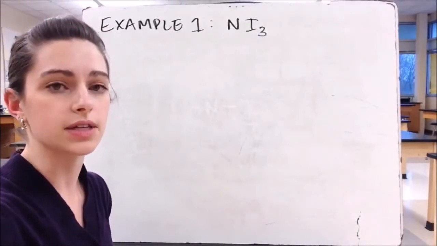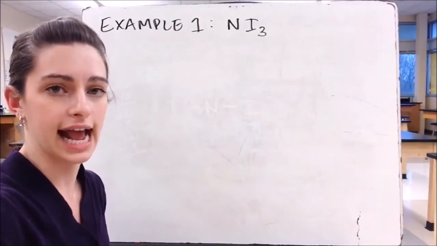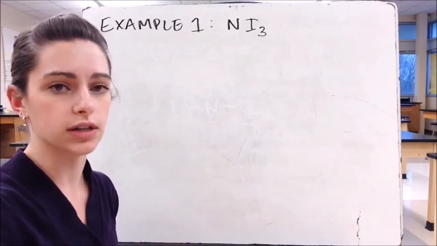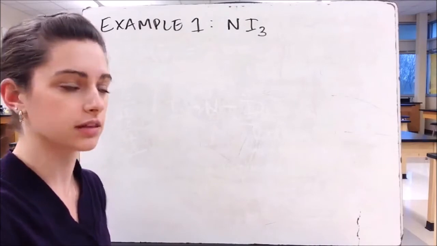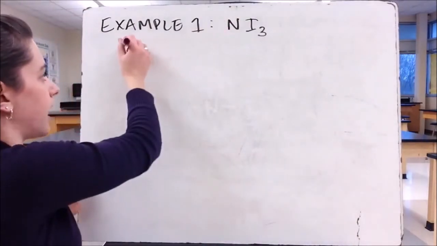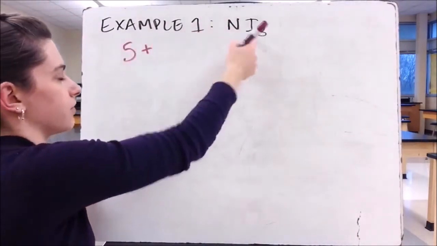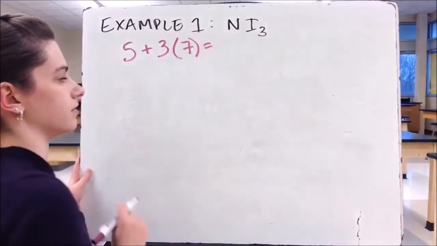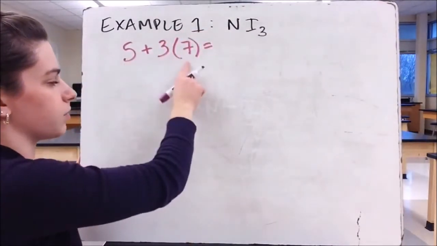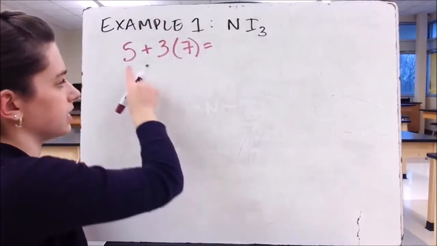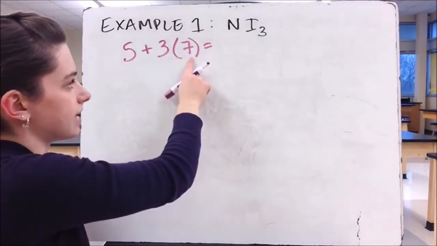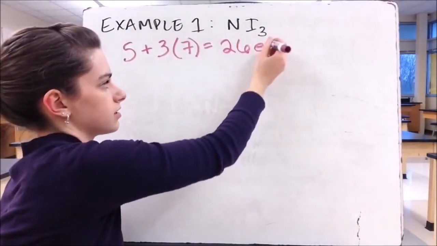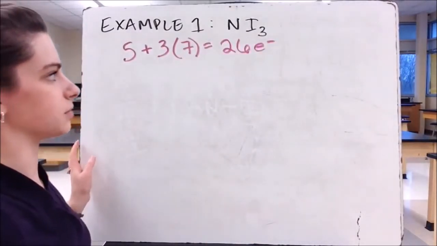So our first example is nitrogen triiodide, NI3. Our first step is to figure out the total number of valence electrons we have to work with. Nitrogen has 5, and we have 3 iodines, and each iodine has 7 valence electrons. These numbers came from where they are in the periodic table. Nitrogen has 5, each iodine has 7, and we have 3 of them total. It means we have a total of 26 electrons that we need to place.